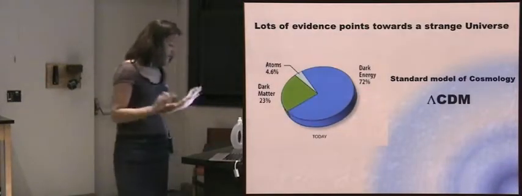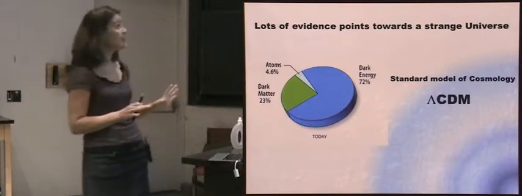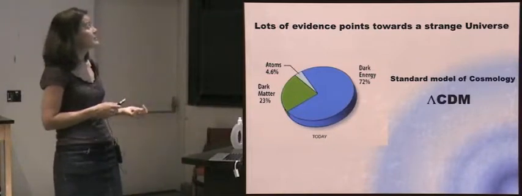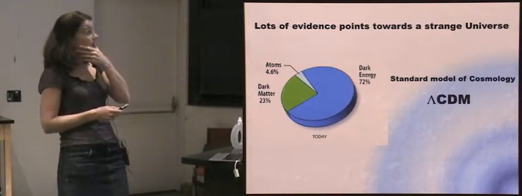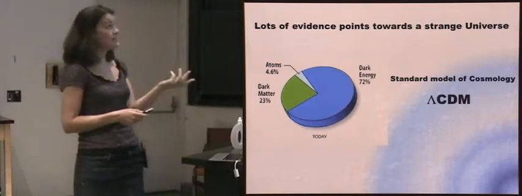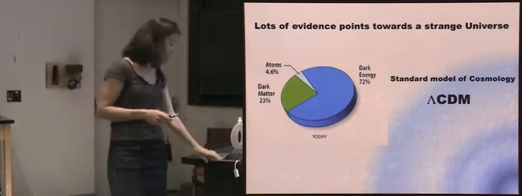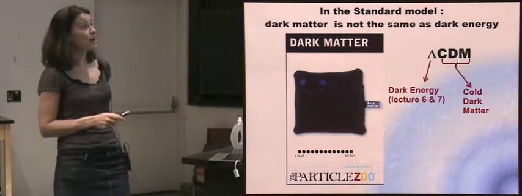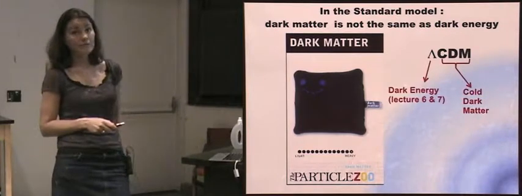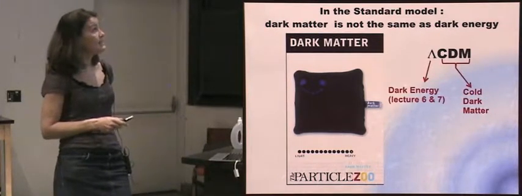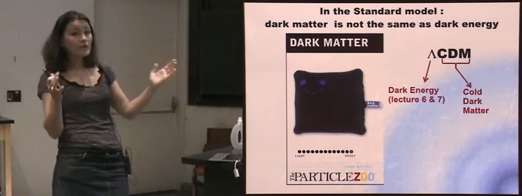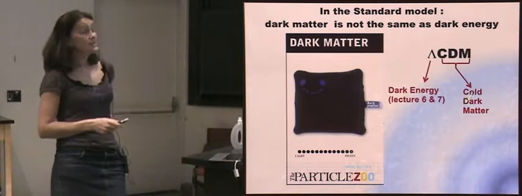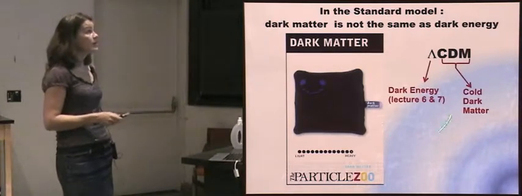Okay. So we have to face the fact that lots of evidence points towards a really strange universe. We may not be happy with it, but what can we do? 25% dark matter, 23%. So our standard model of cosmology, the name we give it is lambda CDM. The lambda part here is referring to the dark energy, which I'll talk about in lectures 6 and 7. And the CDM part stands for cold dark matter. So you have to keep in mind that in the standard model, our theory for how stuff in the universe formed and how it interacts with one another, dark energy is not the same as dark matter. We really do think dark matter is a particle.